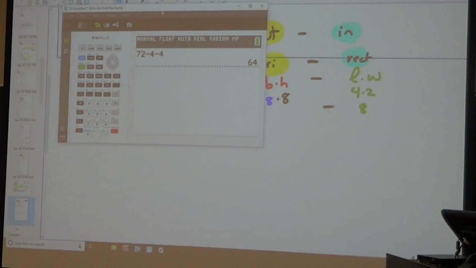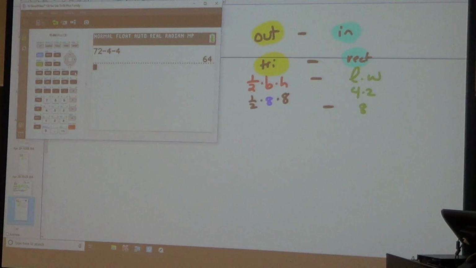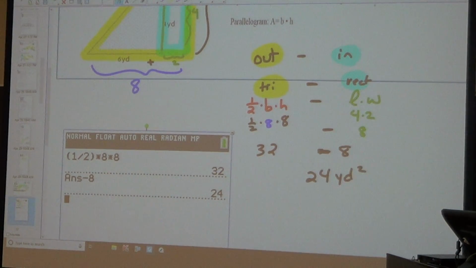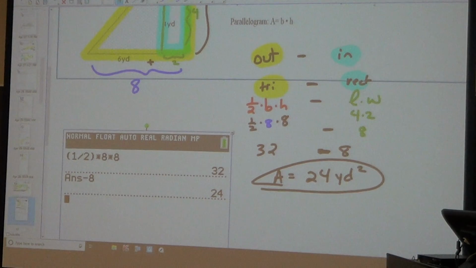So to get my triangle, I'm going to go to my calculator and I'm going to do 1/2. It is a fraction, so I wrap it up, times 8 times 8, and I minus the 8. There's my answer. So 32 was the entire triangle. Minus 8 was the rectangle, so 24, and then your units are going to be yards squared because it's area. Aren't those fun?